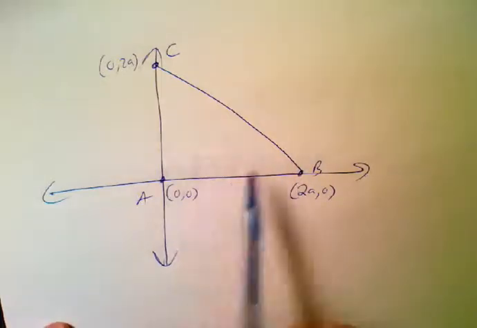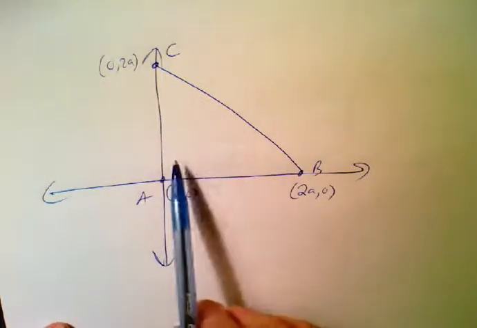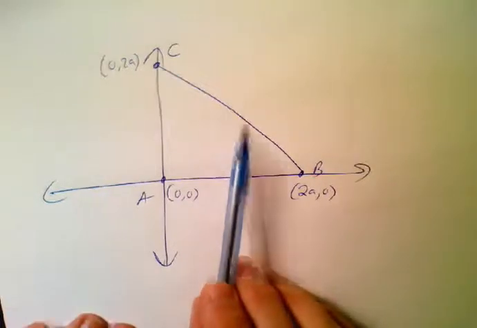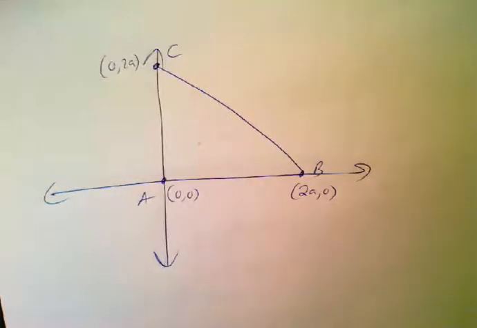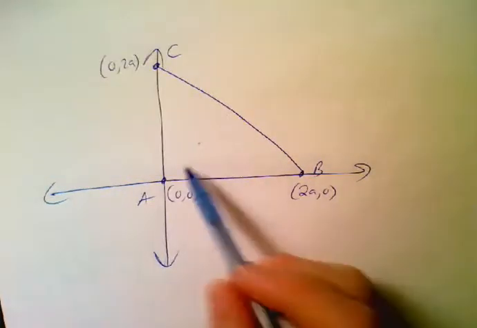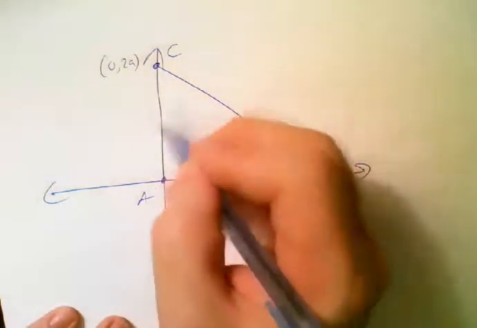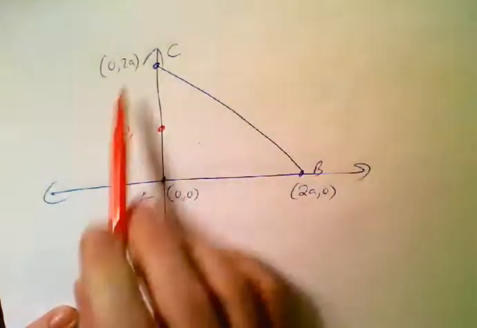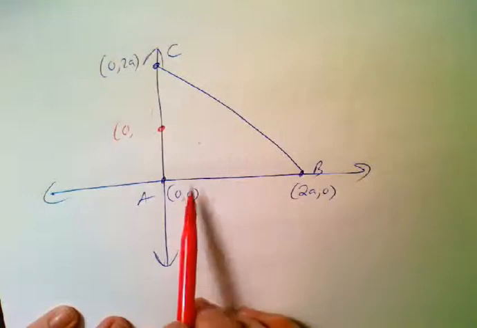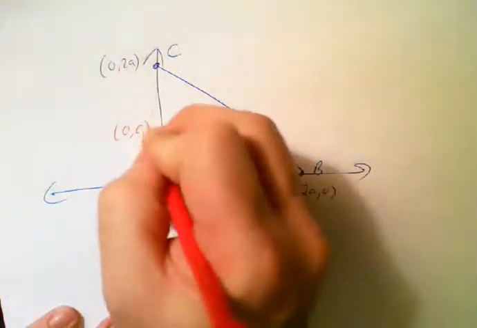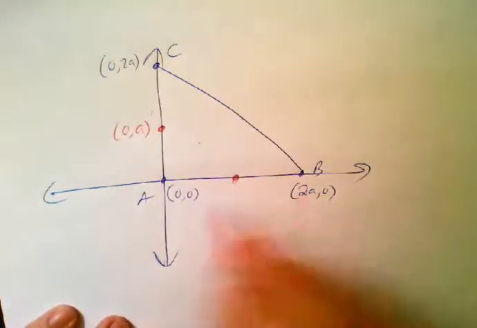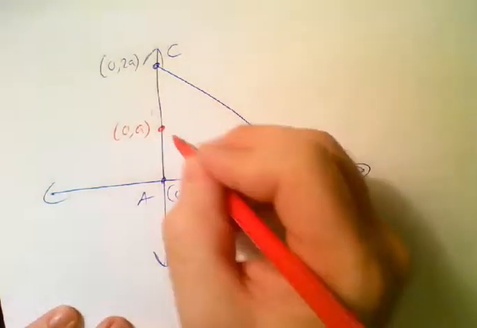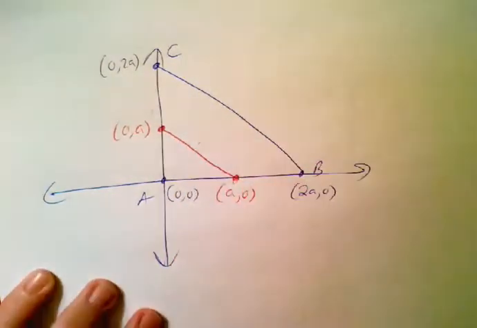So I think what might be good is let's do the mid-segment and verify that it's really half the distance of that third side. To get the mid-segment here, it's obviously going to be 0, comma something for this part. 2a plus 0 is 2a, divided by 2 is just a. 0 plus 2a is 2a, divided by 2 is just a. And obviously I'm on the x-axis. So my mid-segment would be right about here.